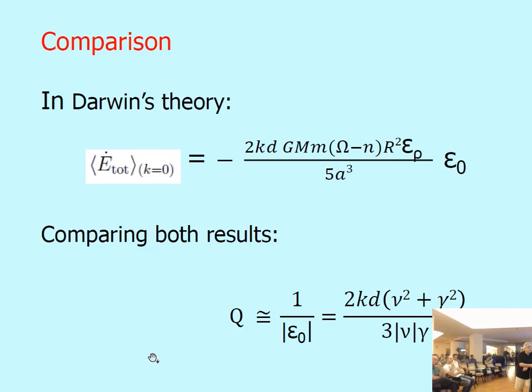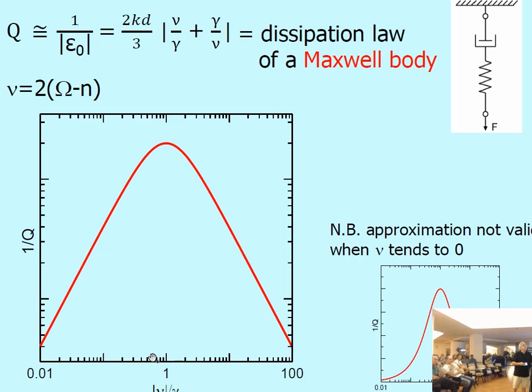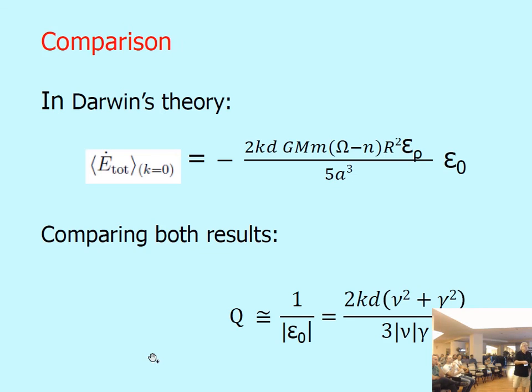This is important because people working on dissipation like to use a quantity they call Q, which is the inverse of epsilon zero. So this is a heuristic, this is not an exact thing. This is just looking at equations and making the comparison. This is just a heuristic transformation of the parameters used in this theory into the parameters used in Darwin theory, either the epsilon zero or, as many people like, the quality factor Q.